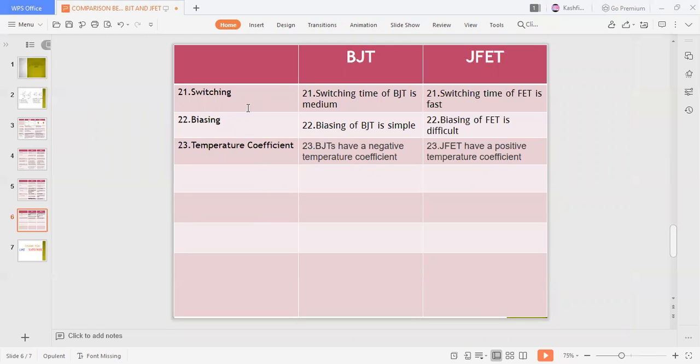Now BJT switching. The switching time of BJT is medium, but for JFET, the switching time of JFET is fast. Biasing. BJT biasing is simple, but biasing of FET is difficult. Temperature coefficient. BJT have a negative temperature coefficient, but JFET have a positive temperature coefficient.